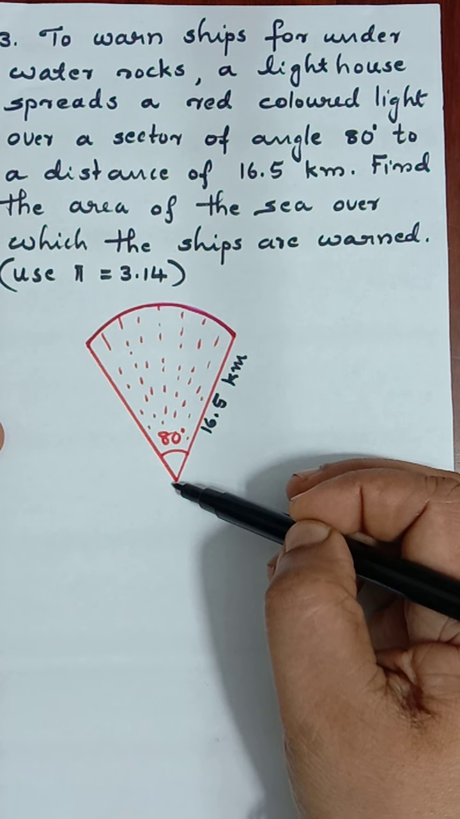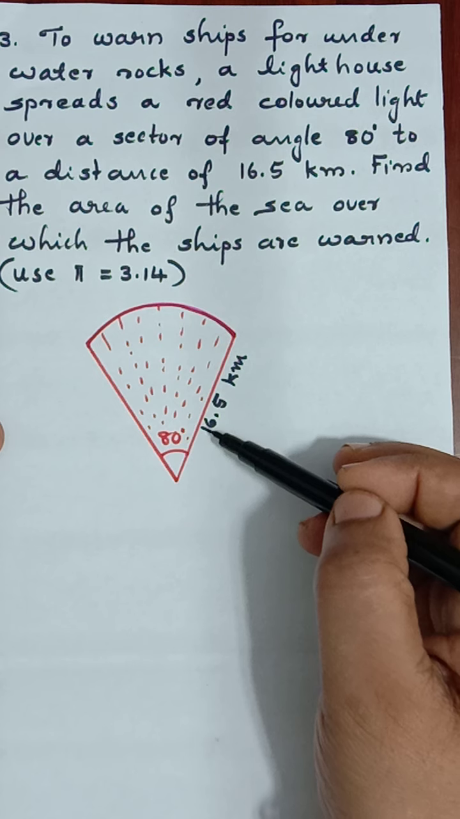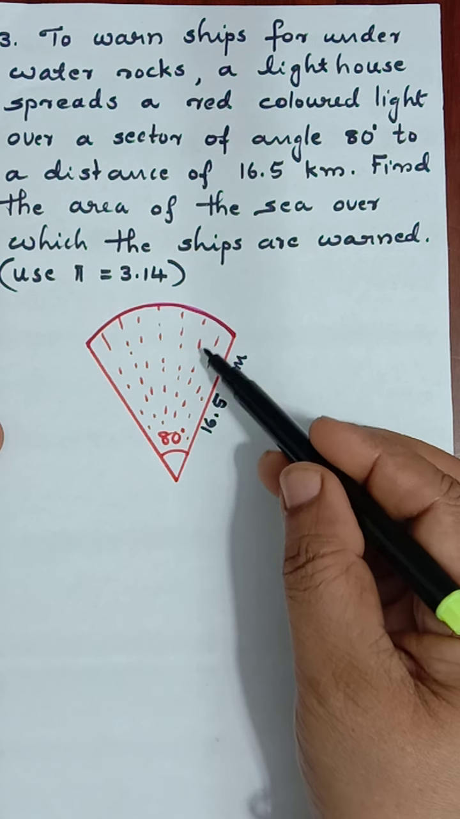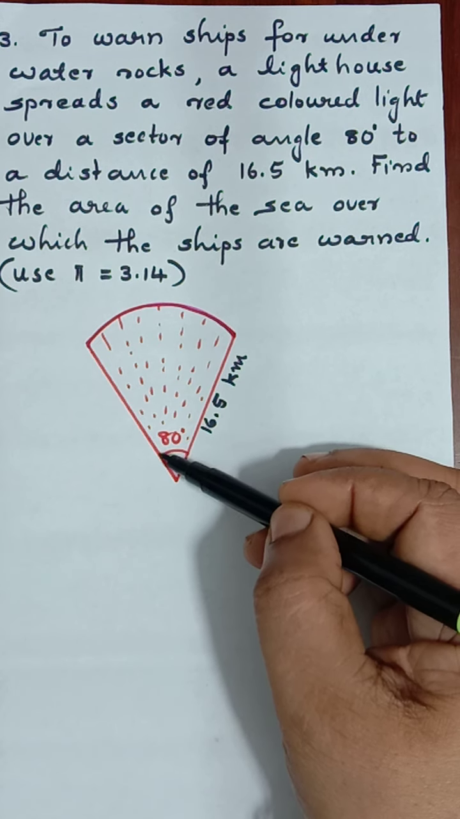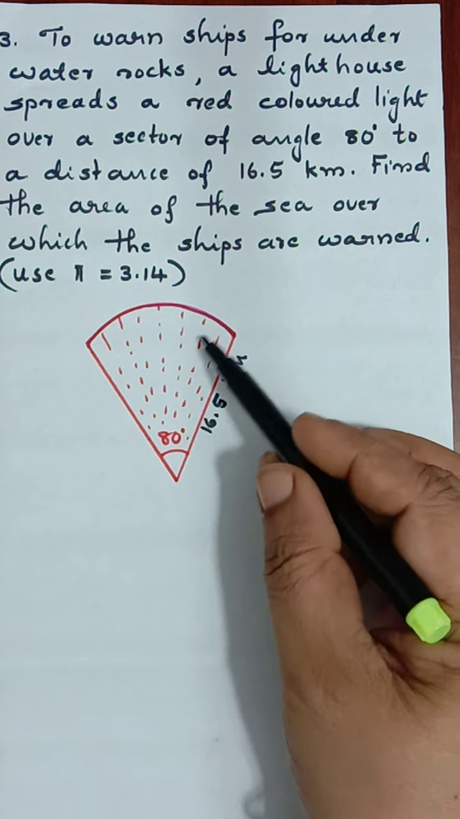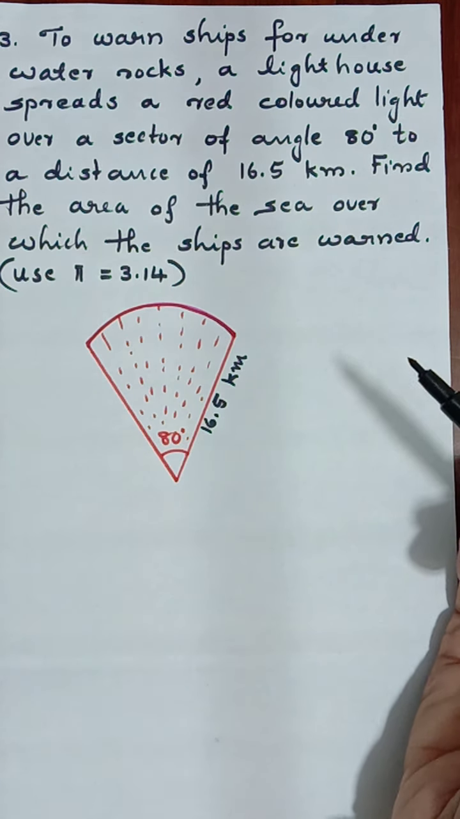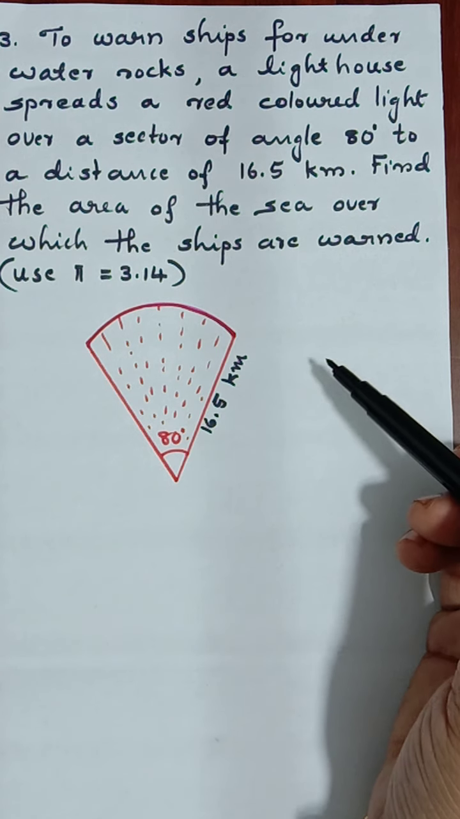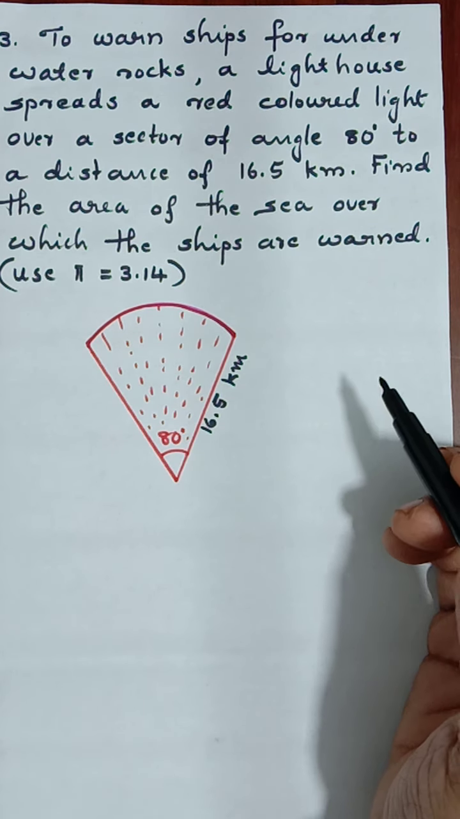From the source the light is spread to a distance of 16.5 kilometers. So the radius is 16.5 kilometers and the angle formed here is 80 degrees. It is spreading a red light. We have to find the area of the sea over which the ships are warned, to which the light is spread. That is the meaning. So how do we get that?